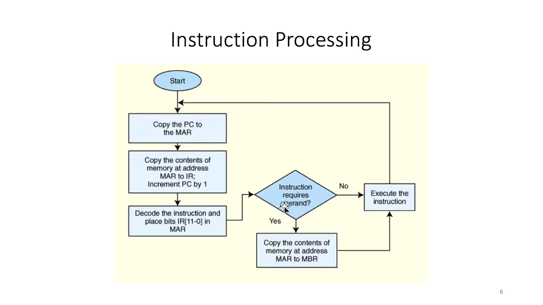If the operand is required, we copy the content at the address stored in the memory address register to the memory buffer register, and then we execute the instruction. On the other hand, if we don't need any operand, we just go ahead and execute the instruction, and we come back to the cycle where we copy the value of PC to the memory address register.